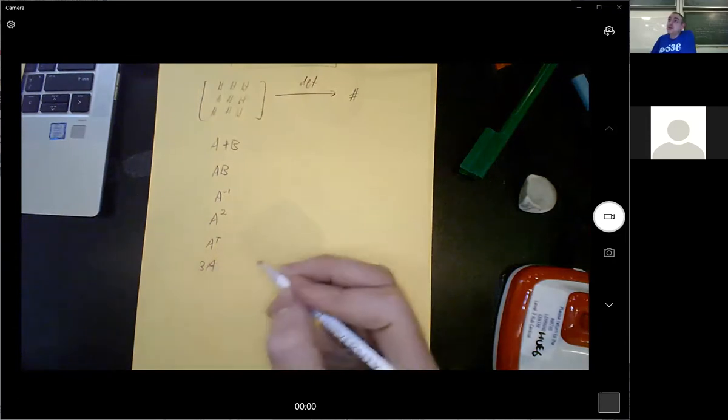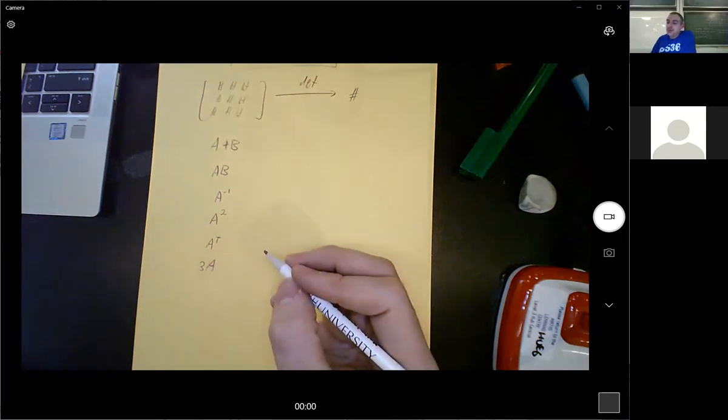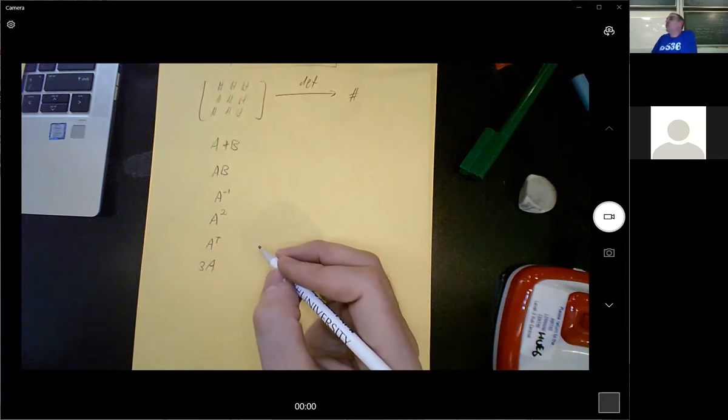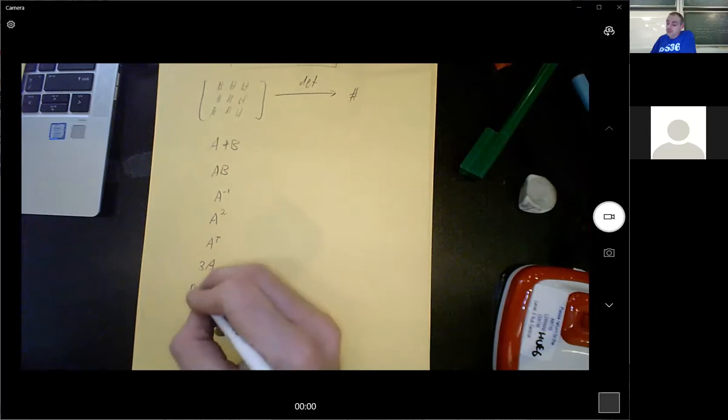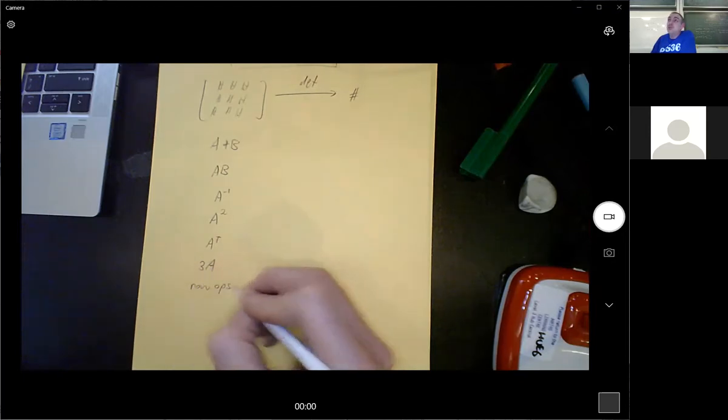Yeah? Okay. And in fact, there's one more thing, and you can do row operations on matrices as well. And I don't know if they've taught you how row operations interact with determinants.